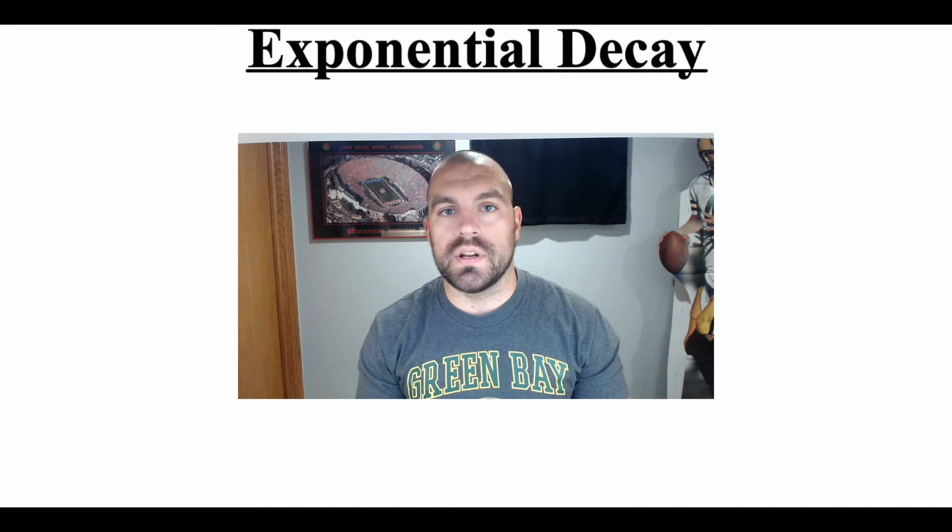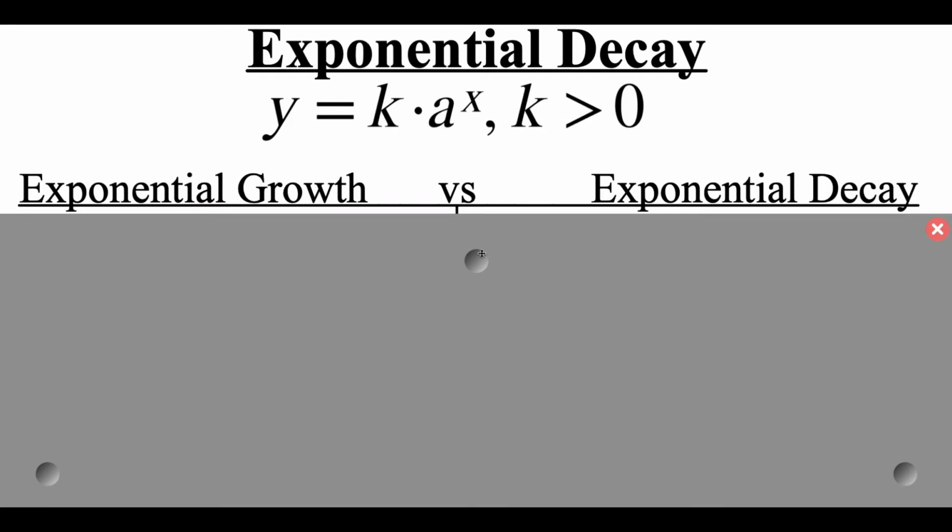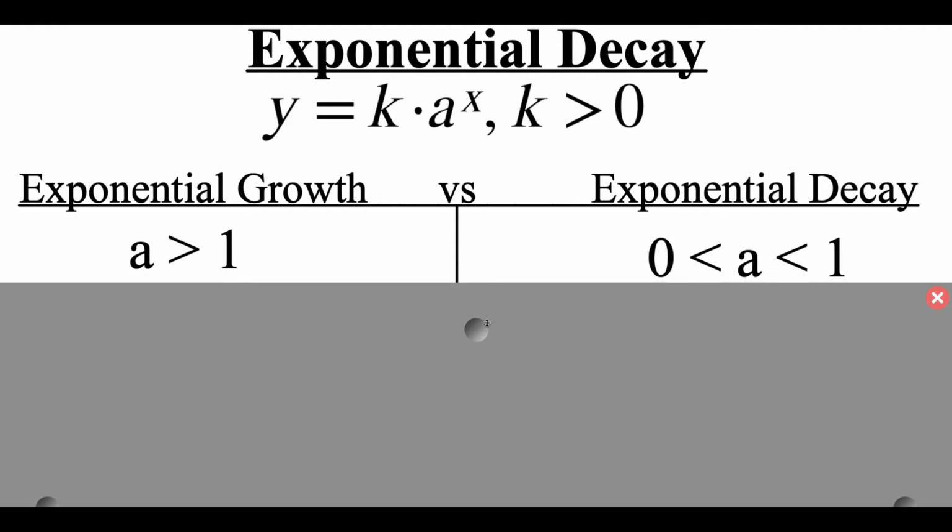In this video, we're going to take a look at exponential decay. When we're talking about exponential growth versus exponential decay, the equations are going to look very, very similar to each other. It's going to be something that looks like y equals k times a to the x, and k is going to be some number that's bigger than 0. The biggest difference in growth versus decay is what that a value looks like.